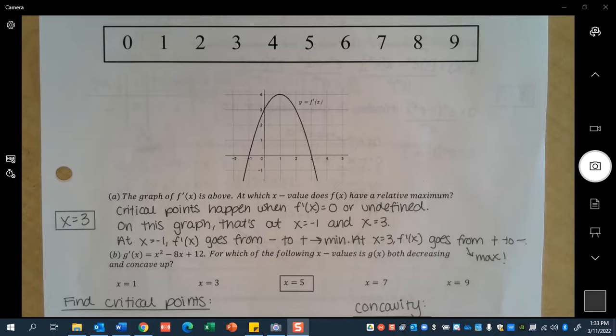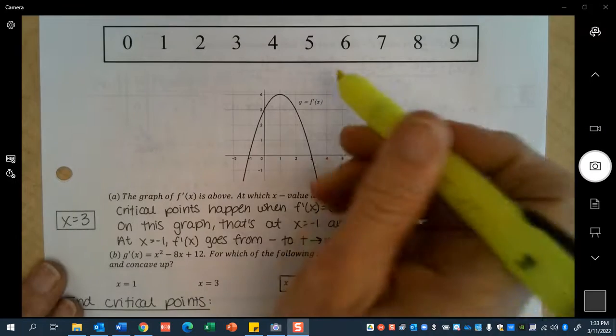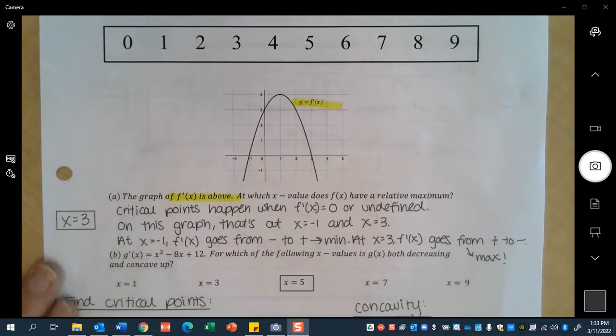So I want to quickly go over this so that you have your answers. It asks you, at which value is there a relative maximum? And we get a maximum. One of the most important things that we talk about while we're looking at this kind of stuff is, what graph are we looking at? The graph of what? Yeah, this is the derivative graph.